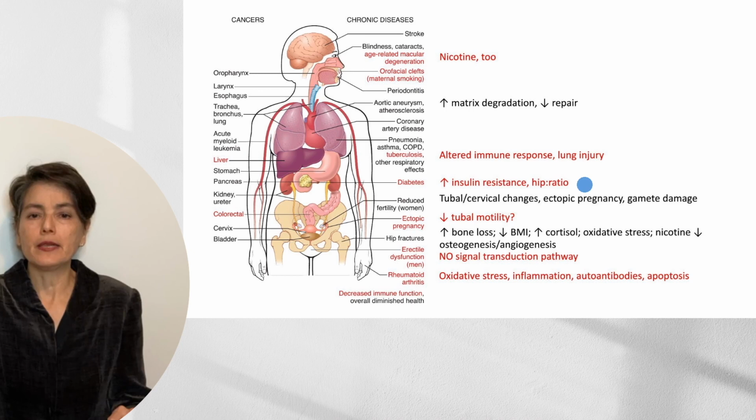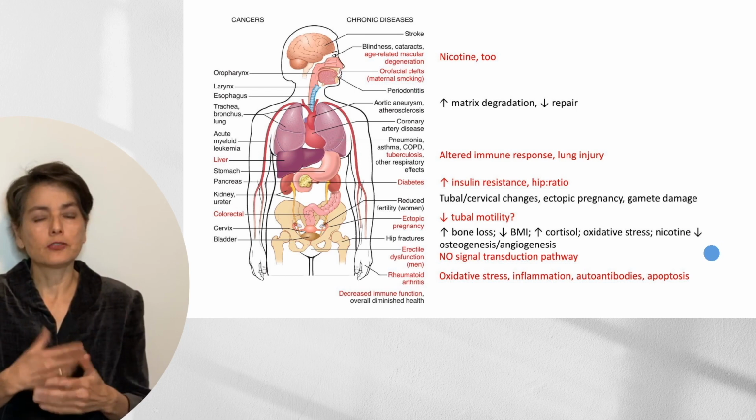Now, we know that there's reduced fertility in women due to tubal and cervical changes, as well as some damage to gametes. And ectopic pregnancy is thought to perhaps be due to decreased tubal motility as the cilia aren't beating as effectively. Hip fractures are seen through a variety of mechanisms. It's actually amazing how complicated this particular pathogenesis is. We have increased bone loss through a variety of reasons.